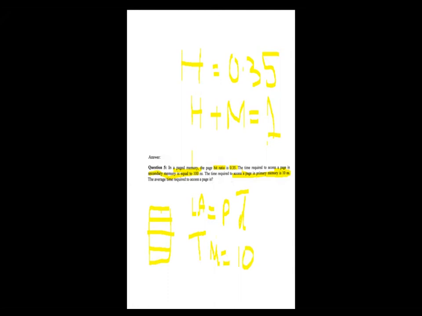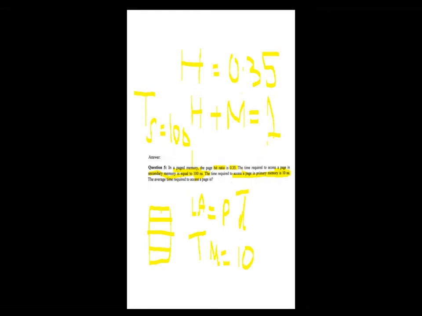The other time given is for when the page is not present in the main memory, which means the page is present in the secondary memory. I am calling it TS, the time taken to bring it from the secondary memory. TS is given as 100 nanoseconds. Both are in nanoseconds, but the question may give some in nanoseconds and others in milliseconds, so be very careful in converting the units. It's very important.